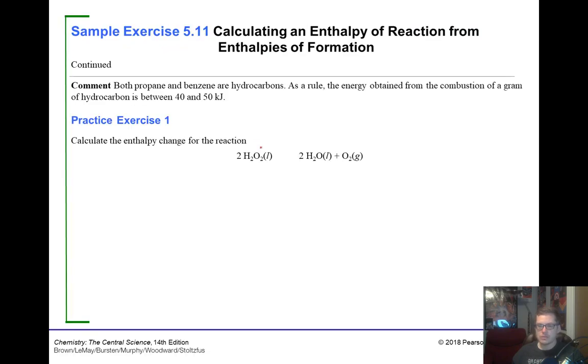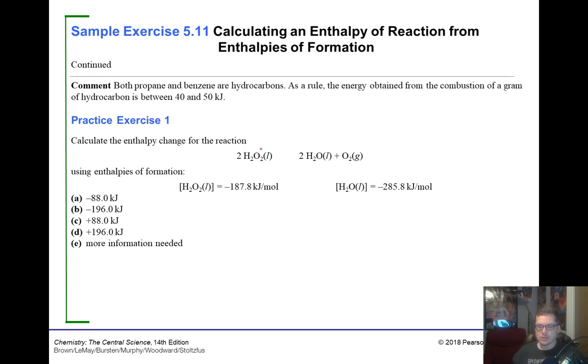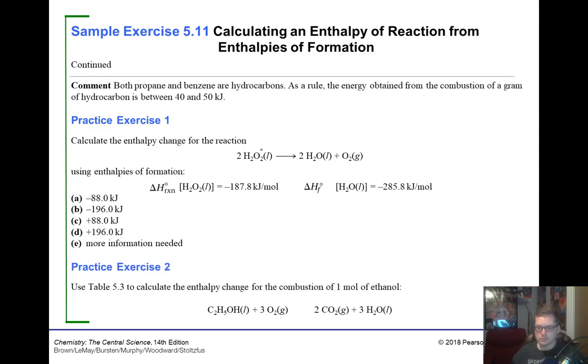All right, so we'll practice one of these real quick. So here we've got calculate the enthalpy change for this reaction. We're taking hydrogen peroxide forming H2O and O2. All right, and so we're going to take the delta H of formation in order to find the enthalpy change for this reaction using this information.